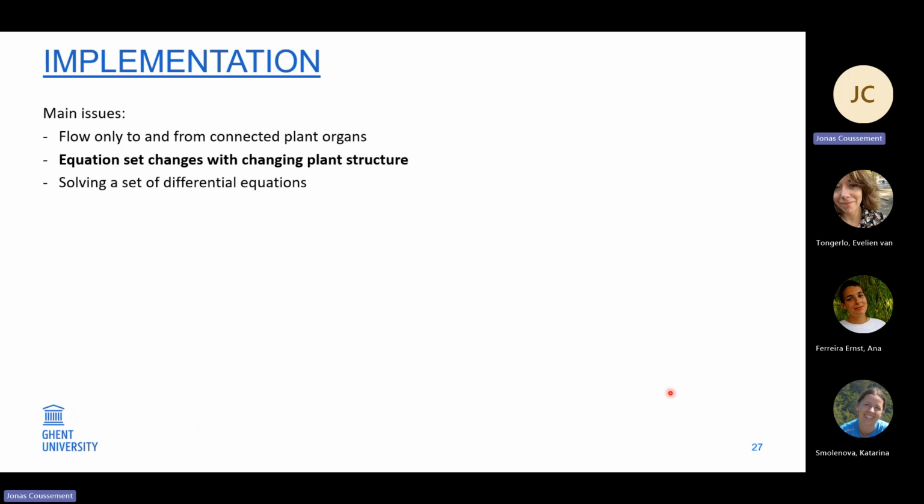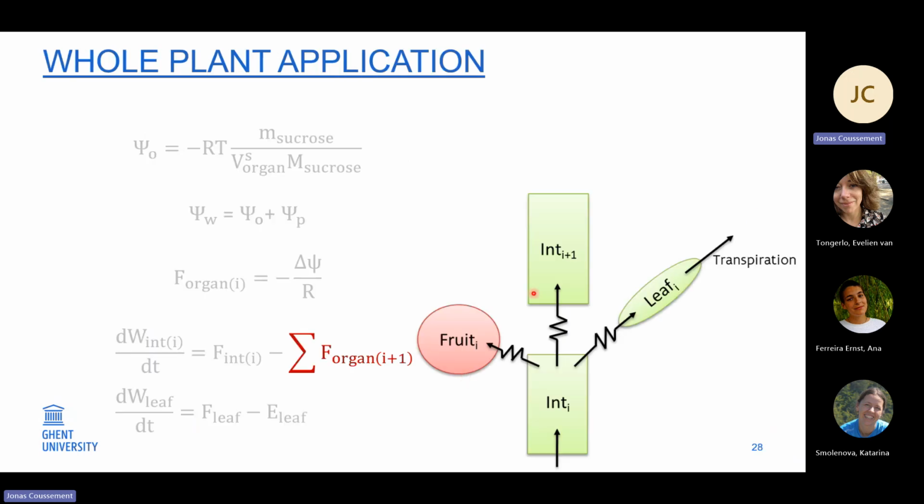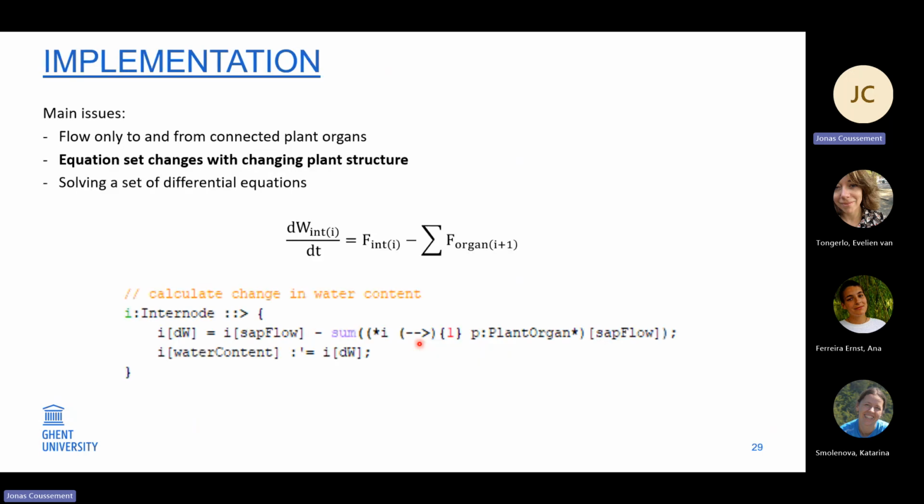The second problem we had is that our equation set changes with our changing plant structure. So remember this slide, where we have this summation of all these plant organs that we need to find. In GroIMP, this is also quite easily solved with the query function. If we want to define the change in water content, we take the sap flow into the plant organ, and we subtract the sap flow of all the plant organs that are connected one higher onto this internode with the sum function. So this finds, from our internode, all plant organs located exactly one step further. We take all the sap flows together, and then we get the change in water content.